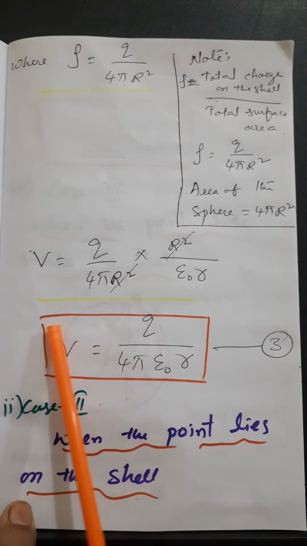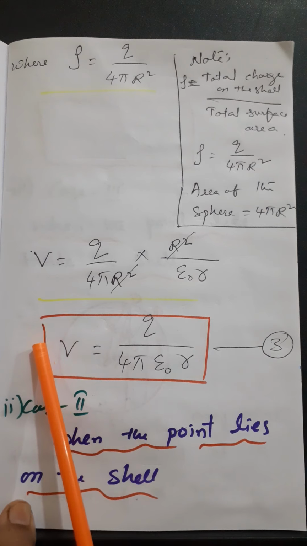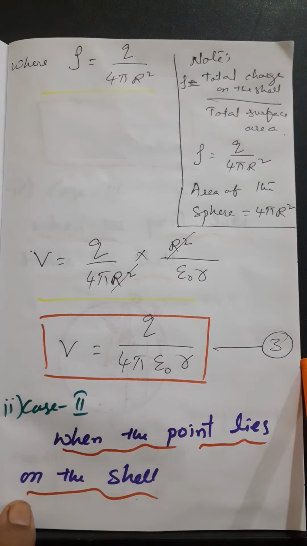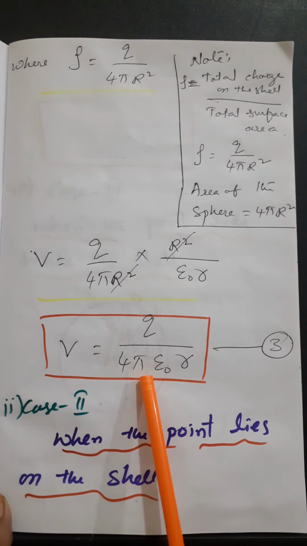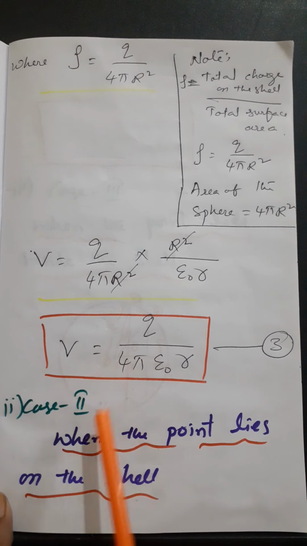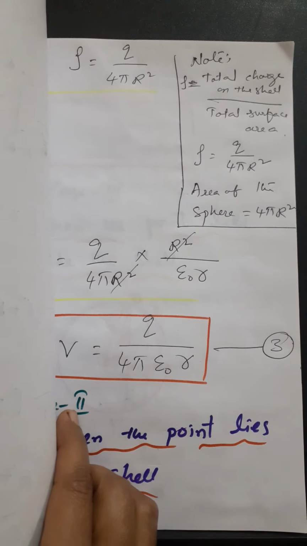So this is the electric potential due to the whole charged sphere at a point P when the point lies outside the shell. Now we have to consider the situation when the point lies on the shell. The second case is when the point lies on the shell. On the shell means we have to consider the situation where small letter r and capital letter R are equal.